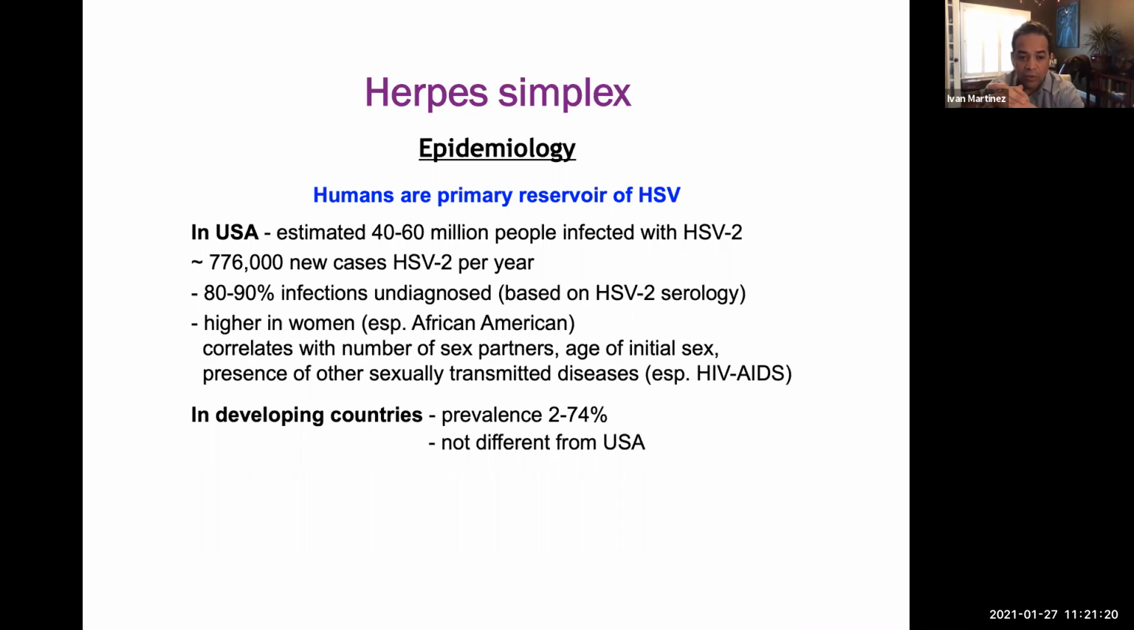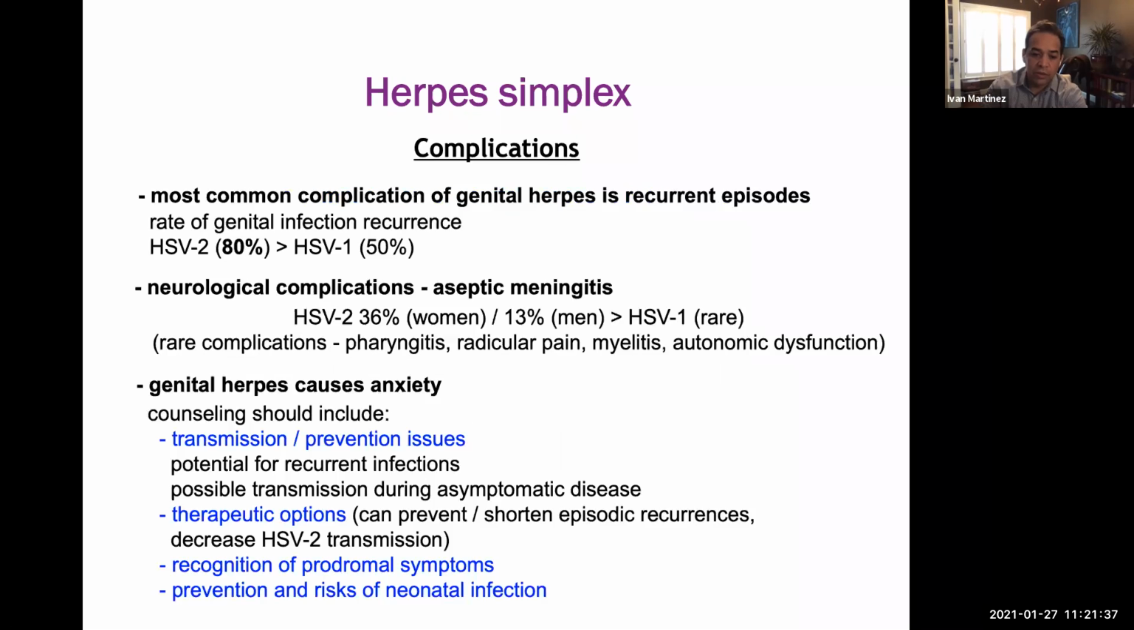Rates are higher in women, unfortunately, and in the African American population, and sometimes correlate with the number of sexual partners, age of initial sex, and presence of other sexually transmitted diseases like HIV. The prevalence in different countries varies, but it's very similar to the United States.